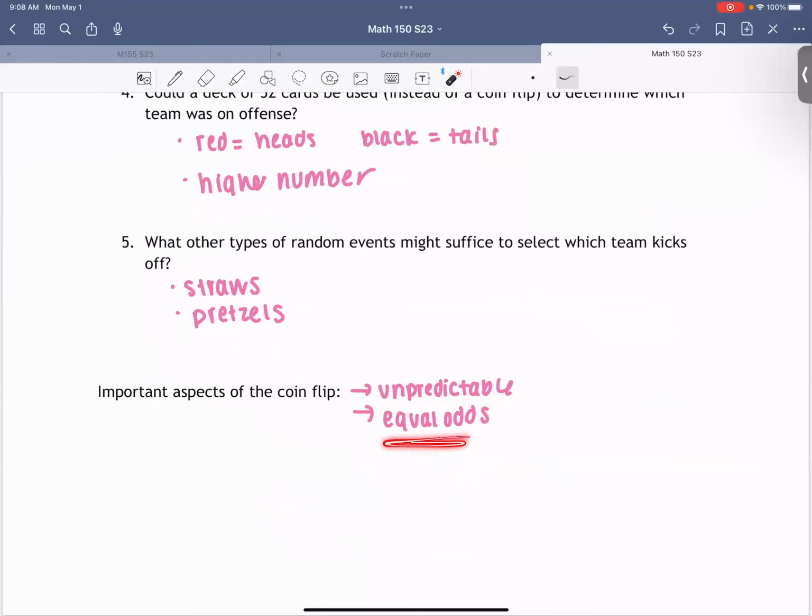The other thing is there has to be equal odds, right? A coin flip isn't random for determining what team starts, for example, if it's a weighted coin where maybe you have a 75% chance of one team winning and a 25% chance of the other team winning, because that's not equal, right? So the whole idea of random is that we have to have equal odds, and you're not going to be able to predict the next thing that happens.